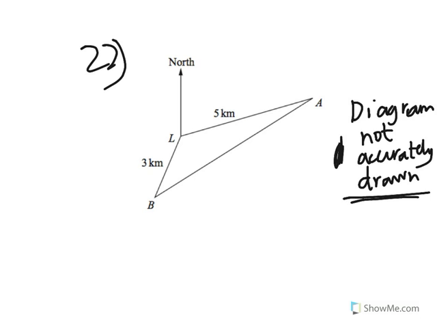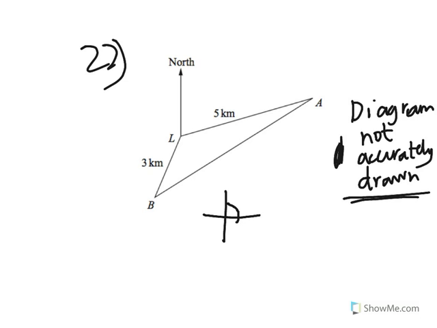They say that ship A is 5 kilometers from L on a bearing of 070 degrees, and ship B is 3 kilometers from L on a bearing of 210 from L. Now what is a bearing? A bearing is a way to tell direction, and it's an angle. It's an angle measured from north in a clockwise direction.